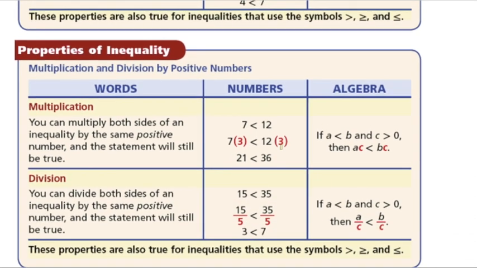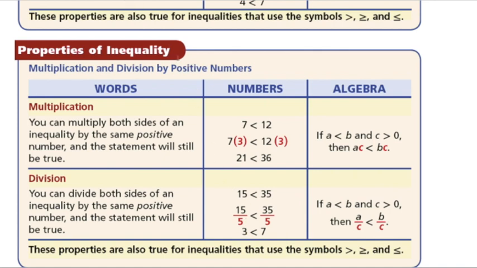Same with multiplication and division. I can still multiply and divide on both sides of the inequality and it remains the same. So 7 is less than 12. If I multiply both sides by 3, 21 is still less than 36. Same with division, dividing both sides by the 5 in this example still gives me 3 is less than 7.